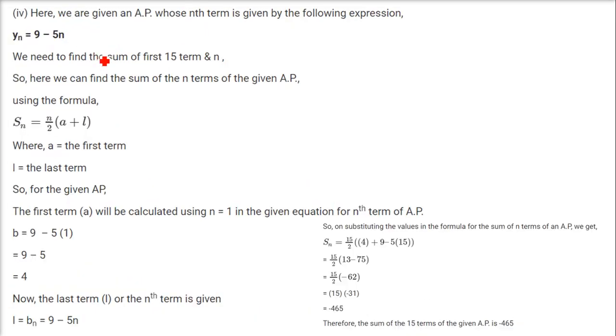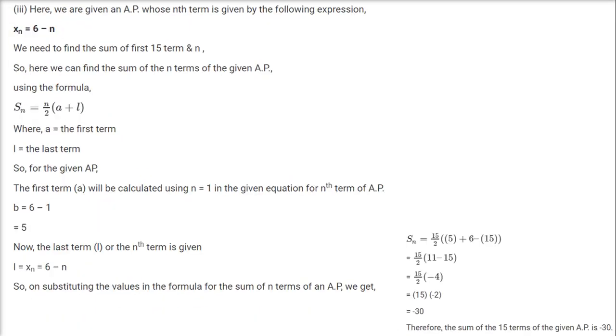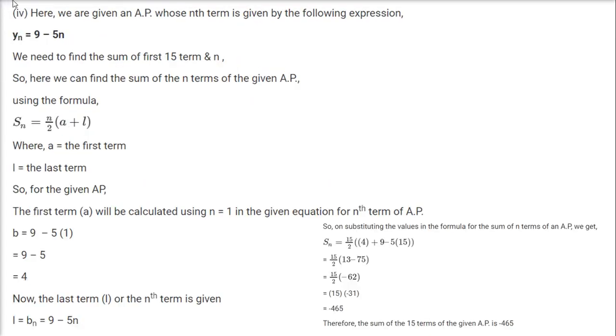I'll take the last one, yeah, this is the last one. Same thing we have to do. yn or whatever is given, it doesn't matter. So 9 minus 5n is there. So y1 will be what? 9 minus 5 into 1. So it will be 4.